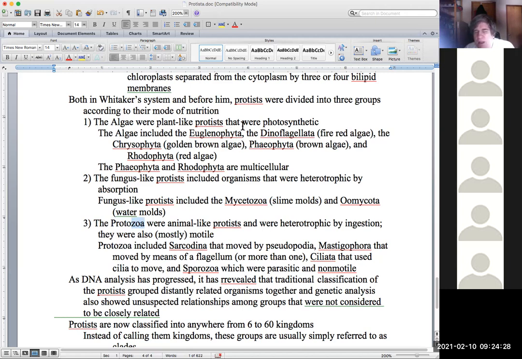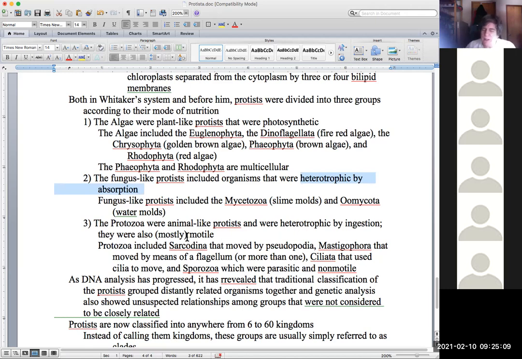Now the plant-like protists made their nutrients by photosynthesis. The fungus-like protists are heterotrophic, but they're heterotrophic by absorption. They don't really eat their food. They land on a surface, they liquefy that surface, and then they slurp up the nutrients. Now, how do they slurp them up? Well, endocytosis. The protozoa are animal-like protists, and they're heterotrophic by ingestion. They eat their food.